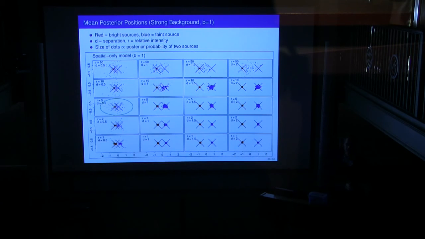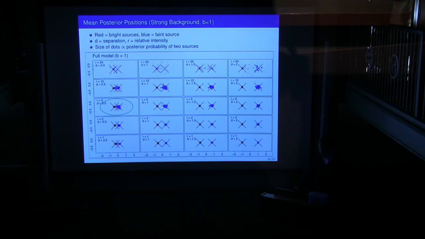So now let's introduce the spectral information. So we have additional information. So now we can see here that we're picking up the correct position of the faint source much better. And also the little points are bigger, which means that there's more evidence for there being two sources. Okay, so if I flick through it again, you'll see that in many of the other panels, we're also doing better. So this is the spatial only model, and this is the full model. Okay, so that's the simulations.